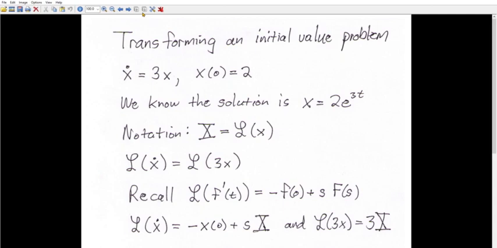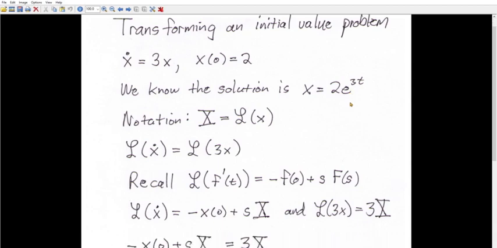We're going to start with a problem we know the solution to, x dot equals 3x, x of 0 equals 2. X dot equals 3x we know has an exponential solution, x equals ce to the 3t, and since x of 0 is 2, the solution is x equals 2e to the 3t. Now, before we actually start doing this, let's establish some notation.